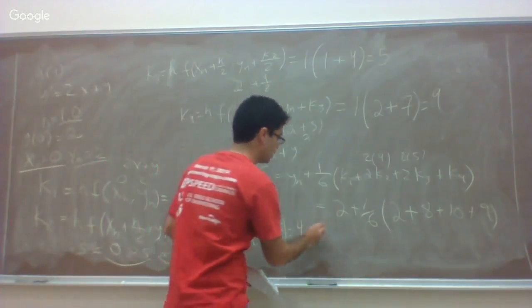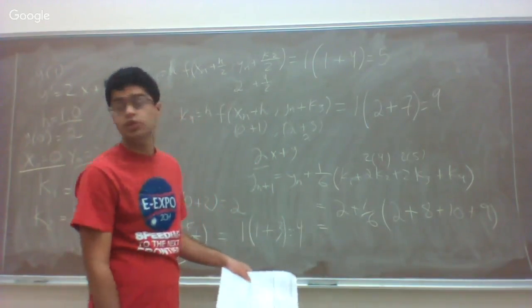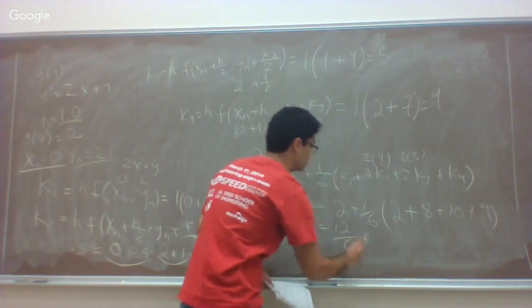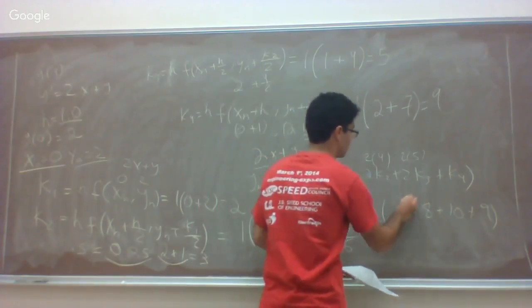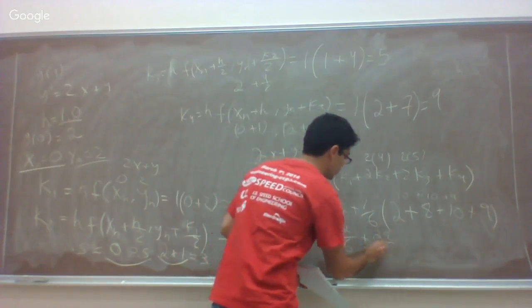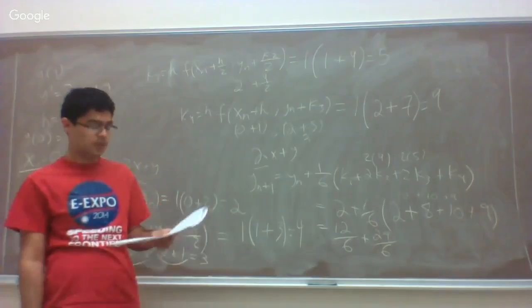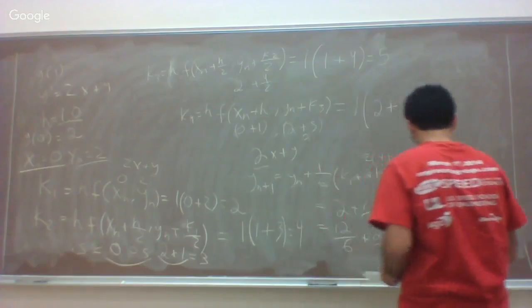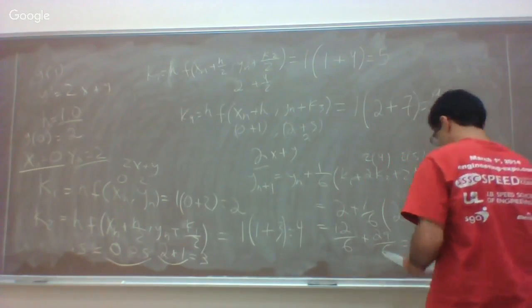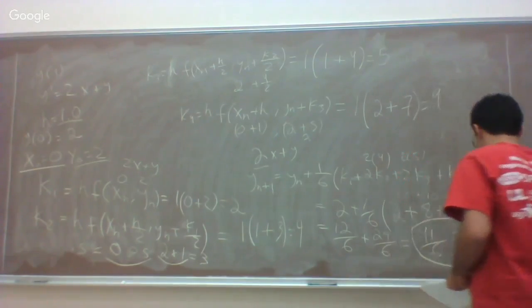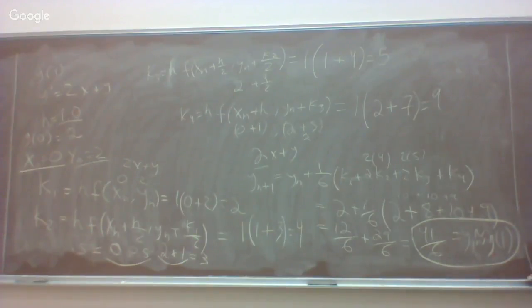Okay. If I bring my 2 to the 6th denominator, I have 12 over 6 plus, so this is 2 plus 8 plus 10 plus 9, so 29. So 29 over 6. 12 plus 29 is 41. So my answer is 41 over 6, which is equal to y1, which is approximately y of 1. So our answer is 41 over 6.